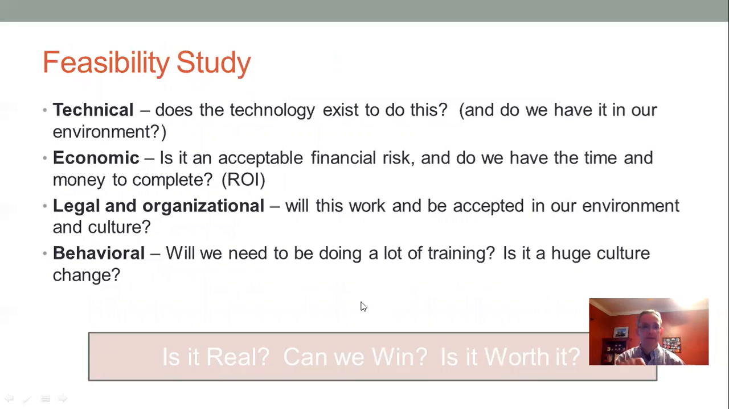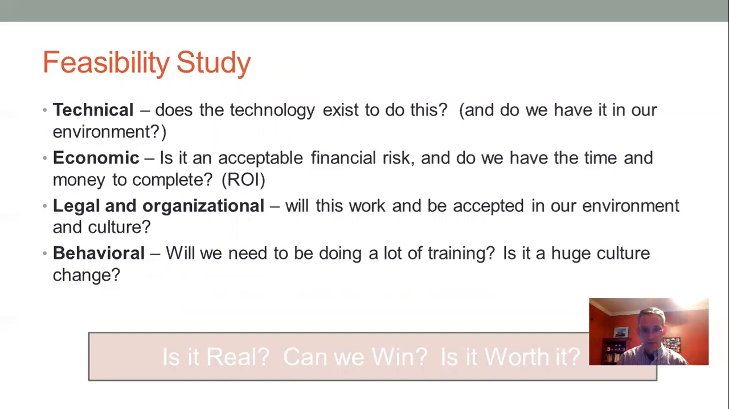First step is a feasibility study. So you look at the project and you say, all right, this is a great idea, but number one, technically, can we actually do this, right? The technology exists, or at least does it exist in our environment? Economically, is it acceptable financial risk to do this? It may be a great idea and have great return, but in the short term, we just don't have the cash picture to be able to pull it off, right? And that's going to take that into account.